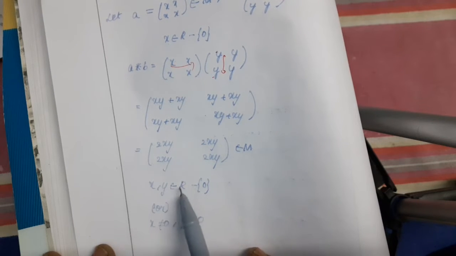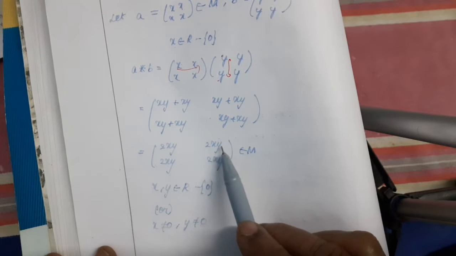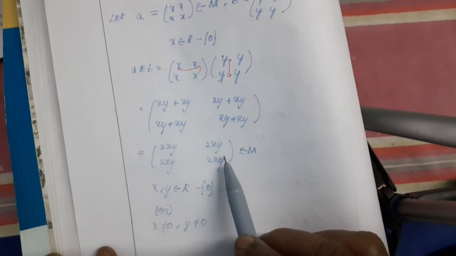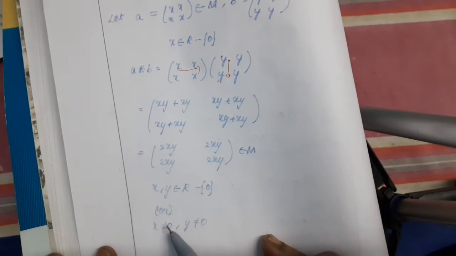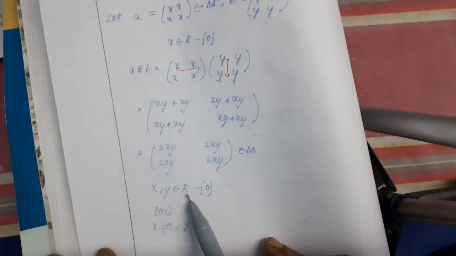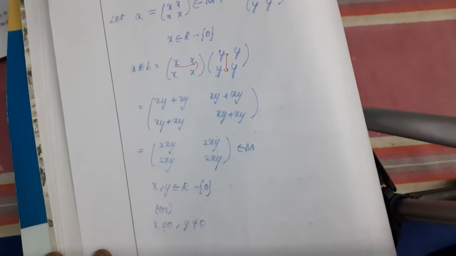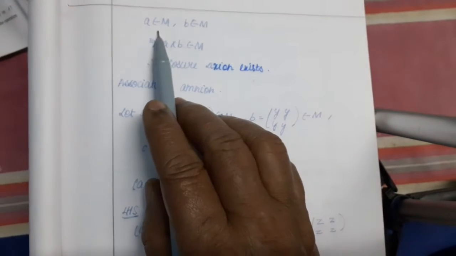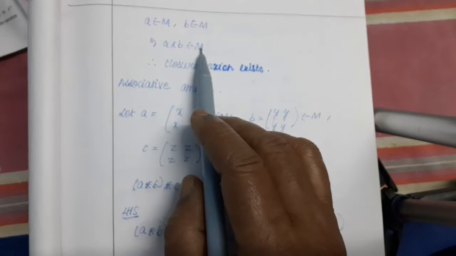X, y belongs to R minus 0 means the values we give to the variables x and y are anything except 0. If it becomes 0, the whole value fully vanishes. Therefore, x, y belongs to R minus 0 means x is not equal to 0 and y is not equal to 0. Therefore, A belongs to M and B also belongs to M. This implies A star B also belongs to M.